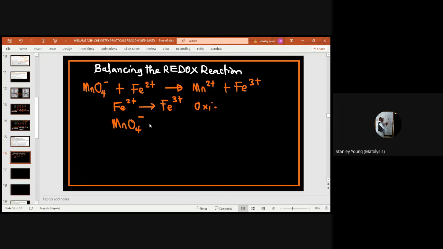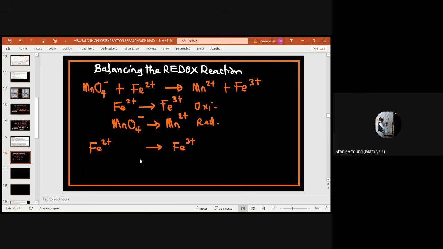Then MnO4- to Mn2+. So this is what? Reduction. While trying to balance this, I would advise you to space it. Let's do some spacing. Let's write the first one. Fe2+ to, I gave a little space, and we have what? Fe3+.